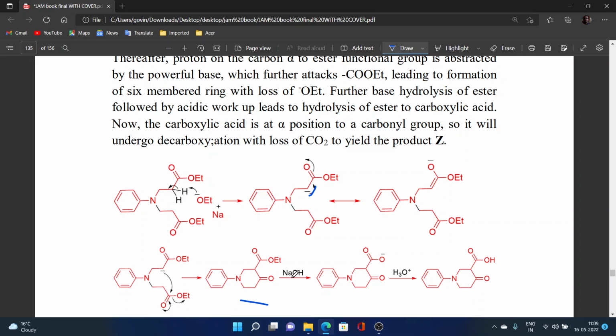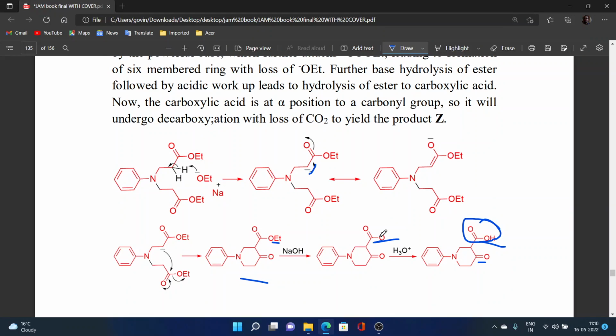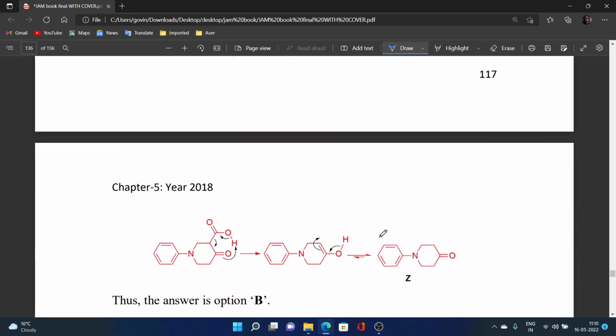So after that, when you treat with sodium hydroxide, this COOEt will be hydrolyzed to the carboxylate ion, and in the presence of acid becomes COOH. Now what you have to remember is, if you have a carboxylic acid alpha to a carbonyl group, then on heating it undergoes decarboxylation, CO2 is lost. This is very important, we do all this in active methylene groups, so it will work here also.